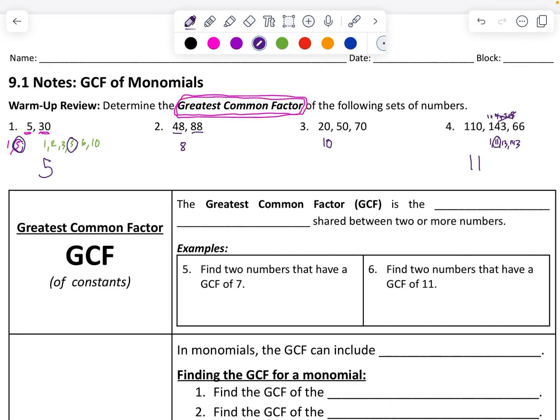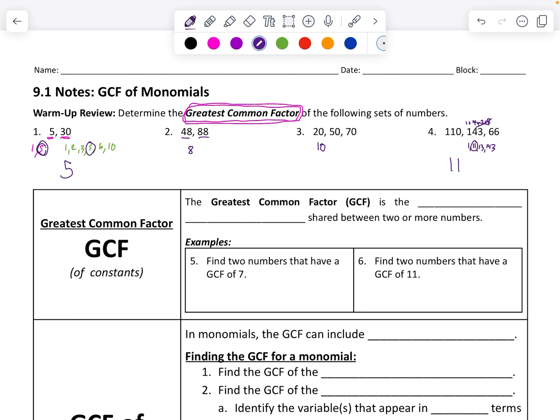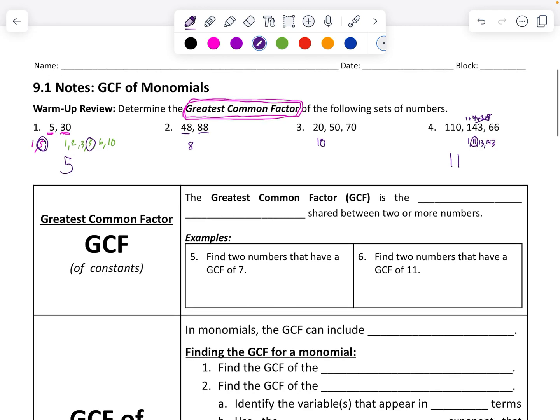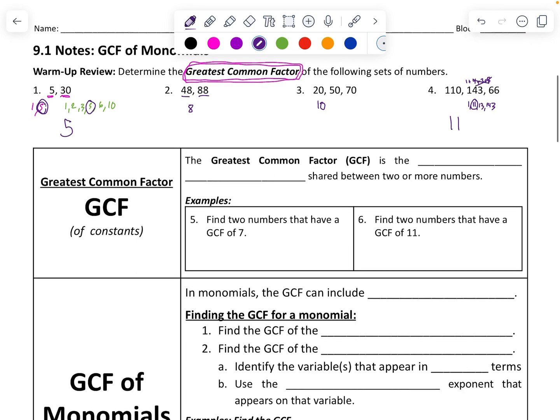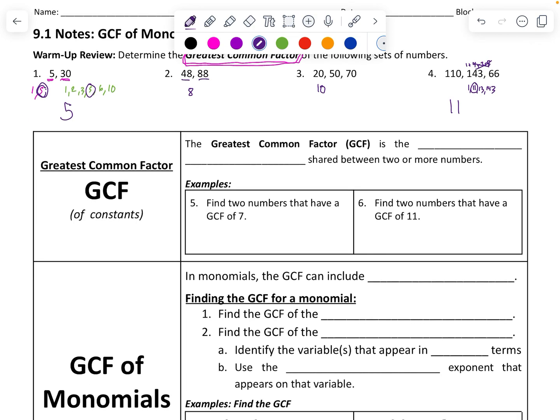There are lots of tests. You know some of them. If it's even, it ends in 2, 4, 6, 8, 0. If the digits add up to a multiple of 3, then it is a multiple of 3. Same thing with 6. There's a couple other tricks we can talk about as well, and maybe you know some. But today we're actually talking about greatest common factor, not just of constants, but also of monomials. So let's start with the constants. The greatest common factor, GCF, is the largest factor. So we just defined it above, but now we're defining it in words. The largest factor shared between 2 or more numbers.